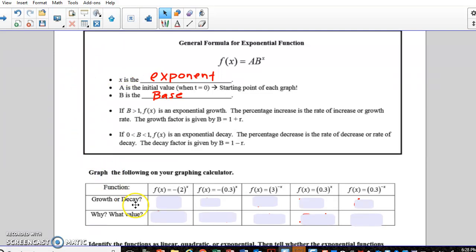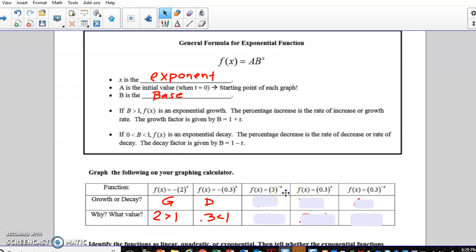So for our first one, f of x is equal to 2 to the x. Do you think that's growth or decay based off of these two definitions here? It is growth. What makes it growth? Well, our 2, that's our b value, is greater than 1. Okay, and now let's look at our second one. What is our b value here? It's 0.3. Is that less than 1? You bet it is, so therefore it is decay. 0.3 is less than 1. Now the next one, 3 to the negative x.